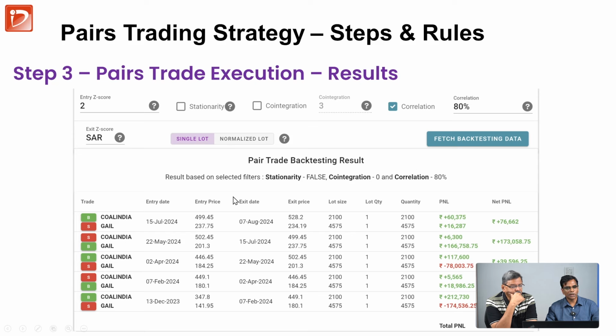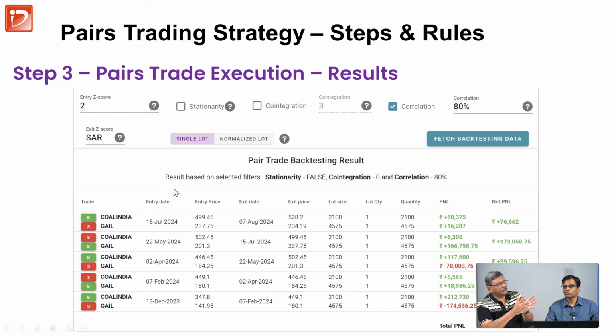As you can see, it has given very good results. And in that you have a single lot and a normalized lot, so that option is also there. You can do it with a single lot or a normalized lot, and we'll see examples anyway. And this backtesting data is from the last 2 years. 2 years of data.